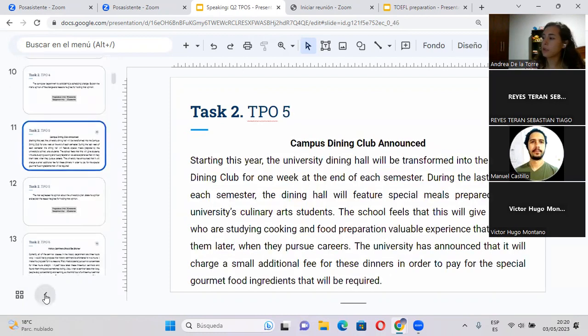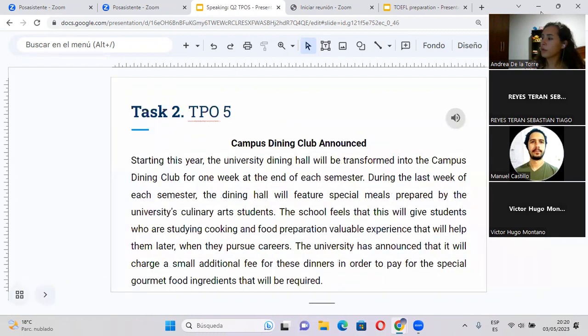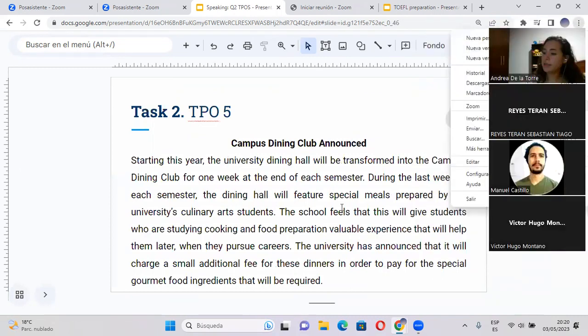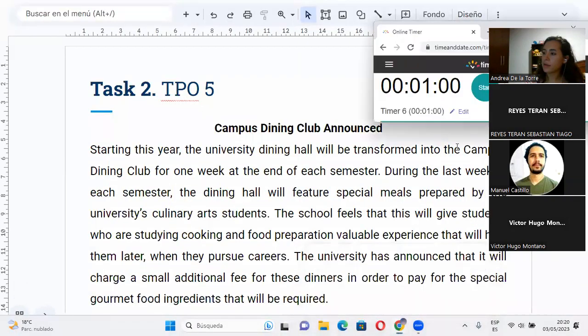this question. Remember that you have how many seconds to read the text? You have 45 seconds to read the text. So you guys will have 45 seconds starting now. Please read the text.